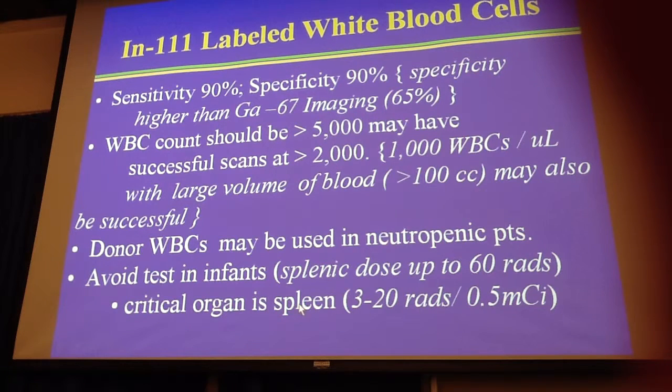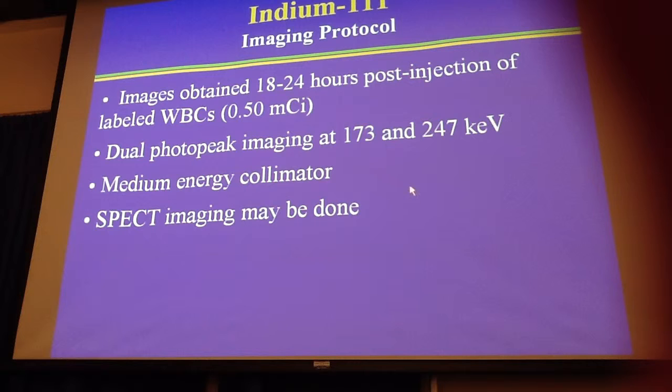If you look at your white blood cell protocol, notice it says for the Indium protocol, 18 to 24 hours post-injection, half a millicurie of white blood cells. Dual imaging, medium energy collimator. Why do we use a medium energy collimator for this? Because of the gallium, mainly the 247 keV peak. Anything above 200, you should use a medium energy collimator. And then also SPECT imaging, especially for liver infections or abscesses.